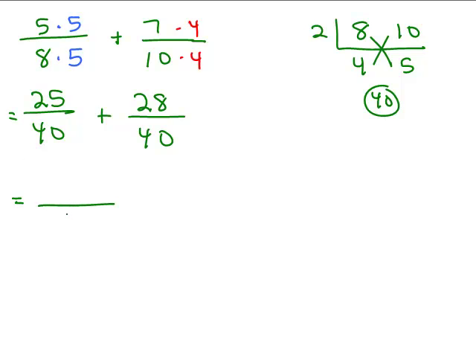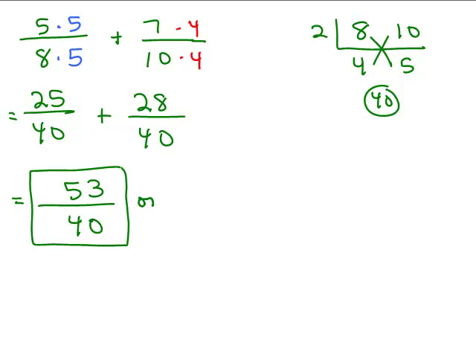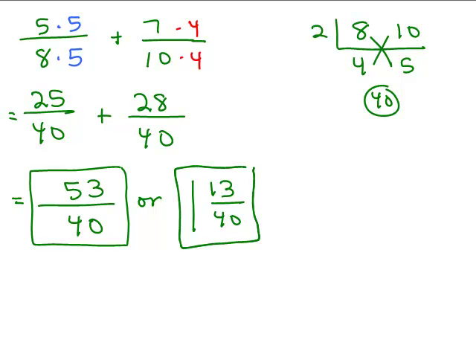Now, the denominator, remember, you never add the denominators. You just write the denominator down and add the numerators. So that's 53/40. Okay, that's a perfectly fine answer, or you can write it as a mixed number, 1 and 13/40. Remember, by dividing, 40 goes into 53 one time, the remainder is 13, and you just write the denominator again. So mixed number or improper fraction.